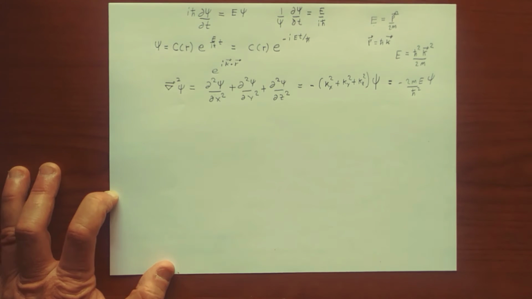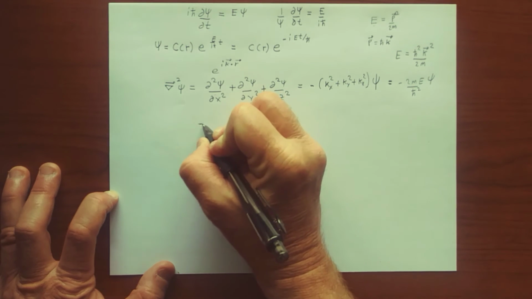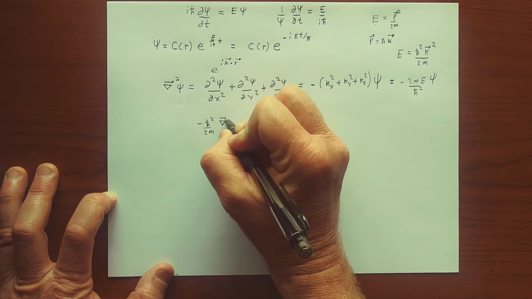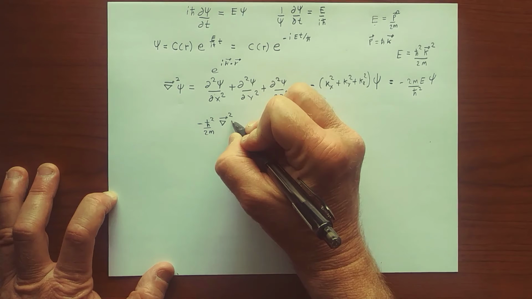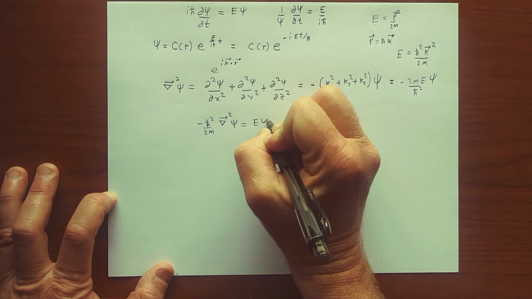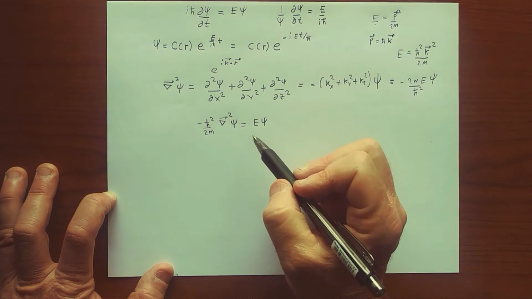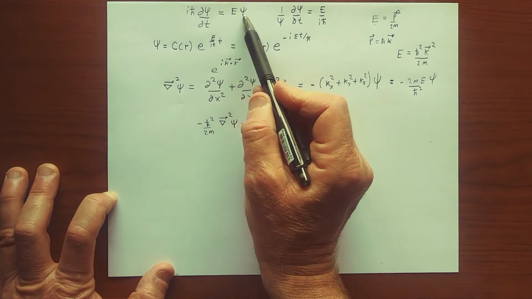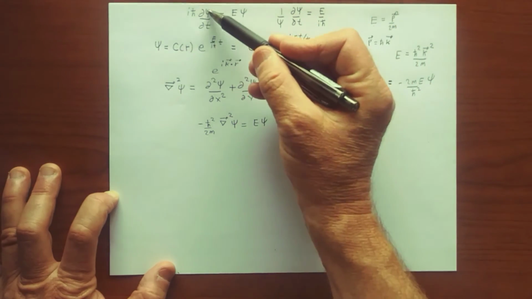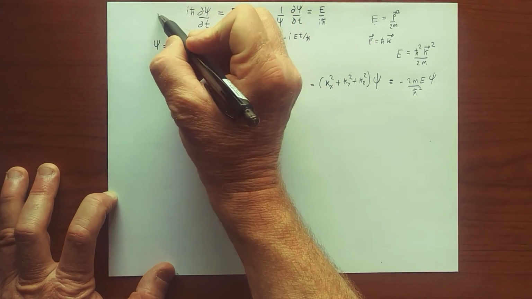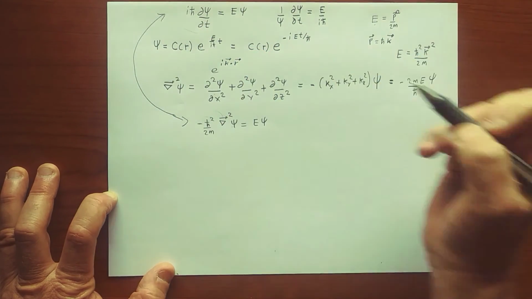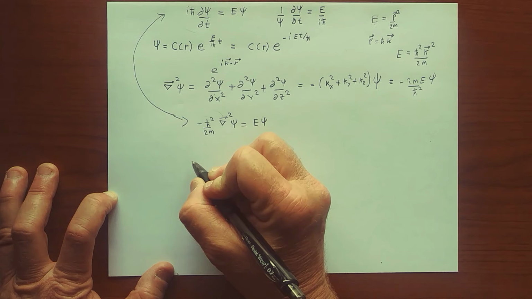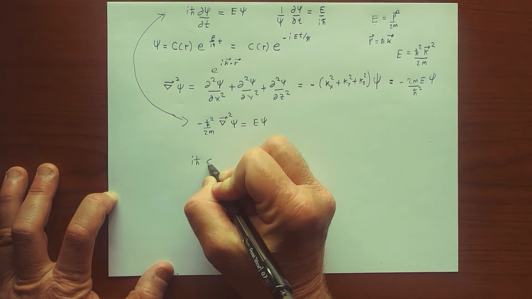And so we can say that minus h bar squared over 2m del squared psi is equal to E times psi. Okay, so we are in a situation where we have E times psi, just like we did when we considered the time part. And so the two left-hand sides, this and this, right, have to be equal to each other. And that means that we have uncovered the following relationship.